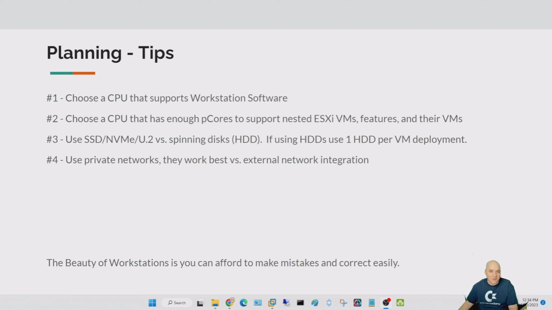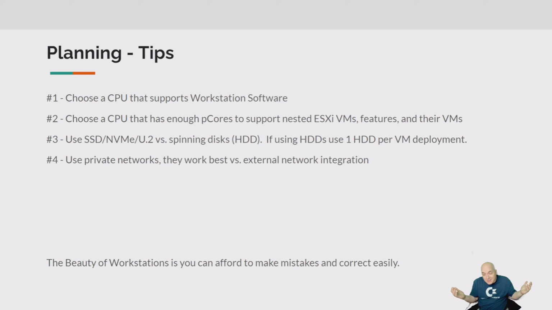Use private networks. They work best for Workstation versus internal integration or external integration, right? And it's because they internally talk to one another via the processor. There's no going out to the physical network to actually communicate. So they'll actually work a lot faster for sure. And the beauty of Workstation is you can afford to make mistakes and correct them easily. Now, the hardware might be a really big mistake, but if you make a software mistake, that's the beauty of it. You can just wipe it out, start it over, and go from there.